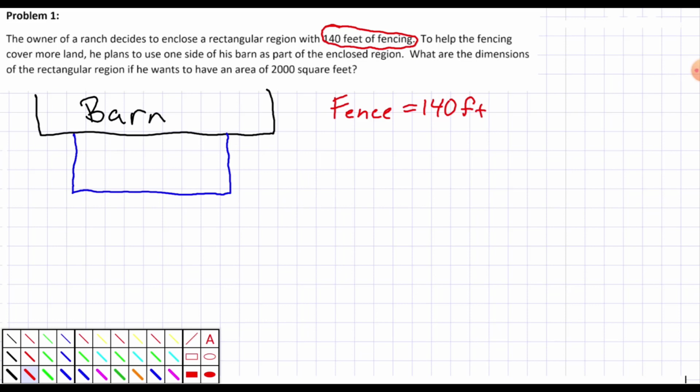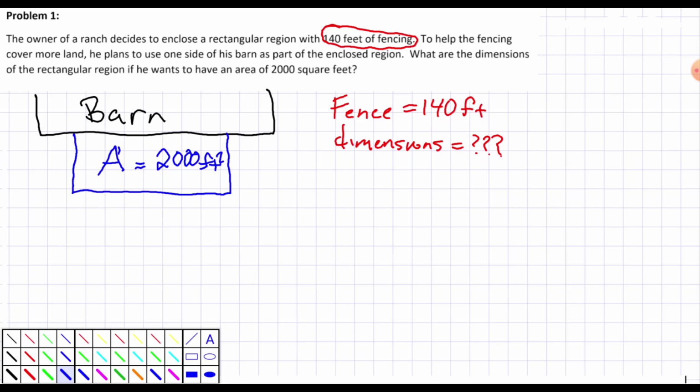So we want to find the dimensions. That's what we're looking for. We want to find out what the dimensions are. If he wants to have, and this part's important, they're telling us that this area needs to be 2,000 square feet. So we know that the area of this region needs to be that much.